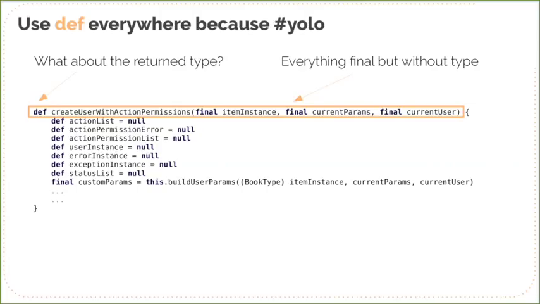And what about the return type? It's def again, so it can be anything you want. It can be a Boolean, an item instance, a list, null, a string, whatever you want. And then, finally, all these variables are initialized at the very beginning of the method. And again, you don't know about types. Maybe action list or status list are lists, hopefully. And also, the default value was bad because for a list, it's safer to use an empty list instead of defining them as null, because you can avoid null pointer exceptions.